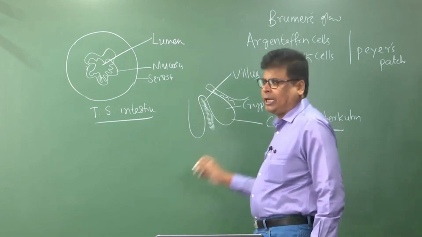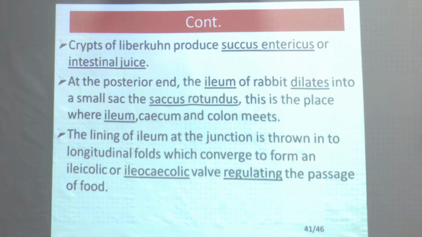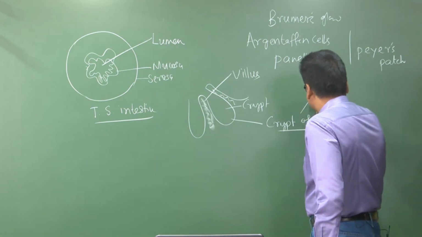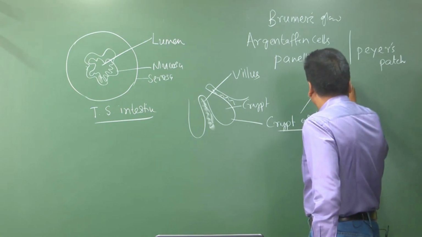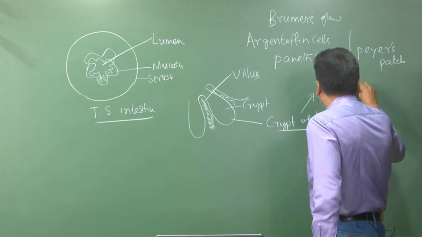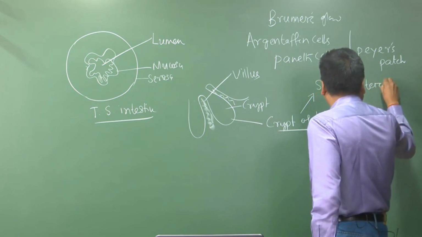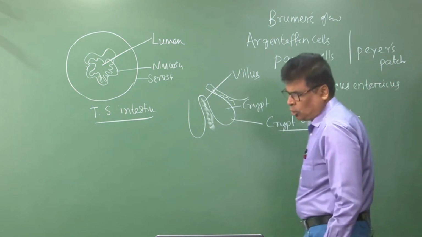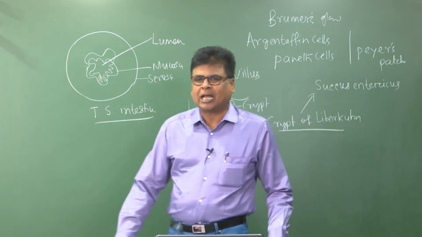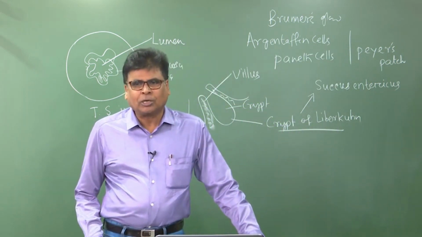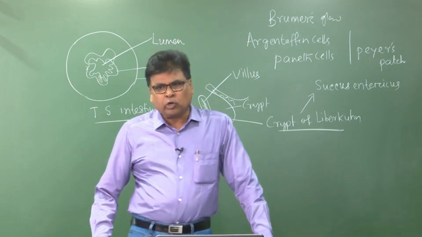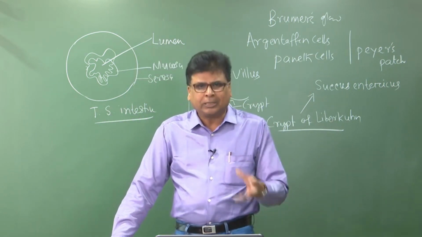So, this crypt of Lieberkühn produces one juice that is known as succus entericus. This is also known as intestinal juice, that is succus entericus, that is produced from the crypt of Lieberkühn. So, this is also a short question.